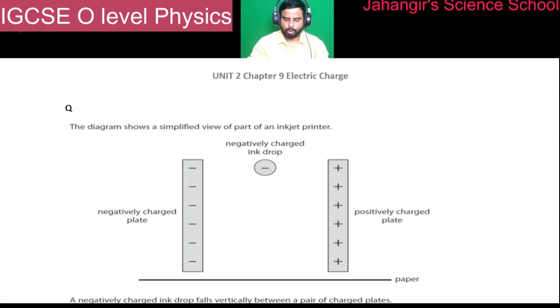Today I am going to discuss IGCSE O-level physics, Unit 2, Chapter 9, Electric Charge. This chapter is very important for Paper 2.